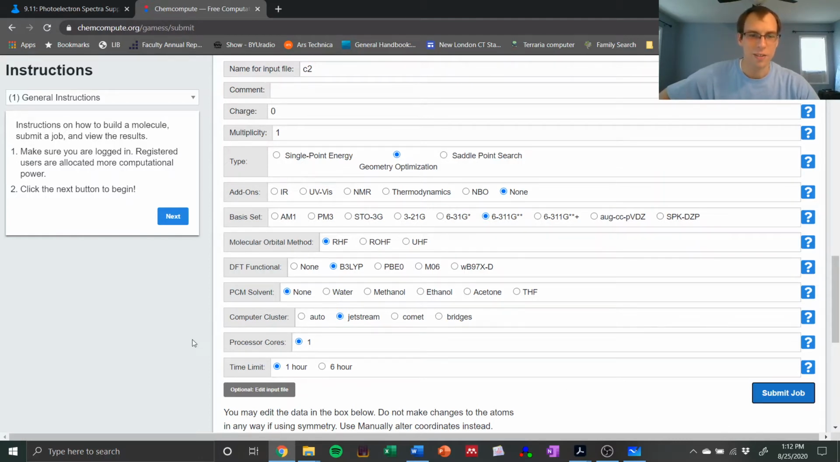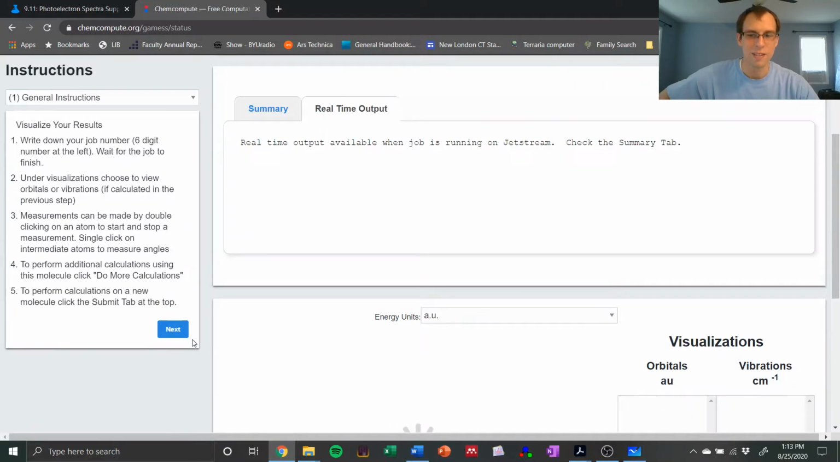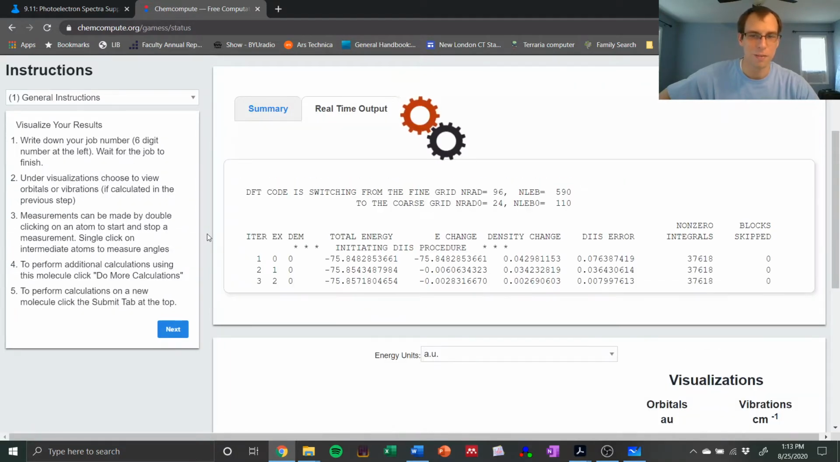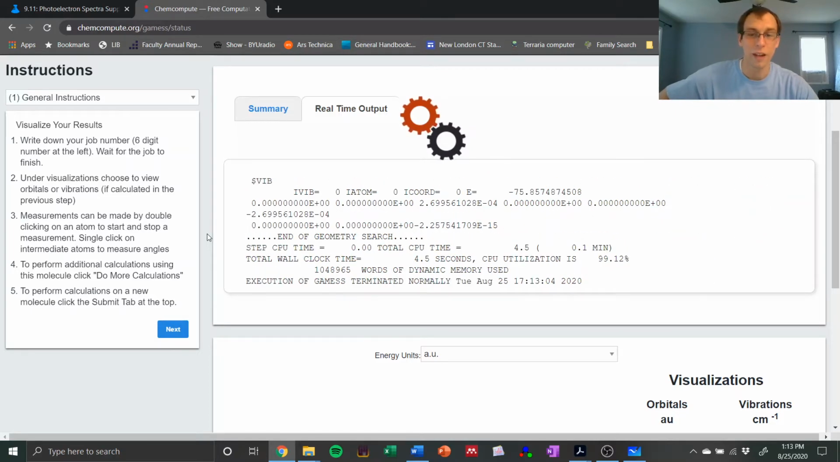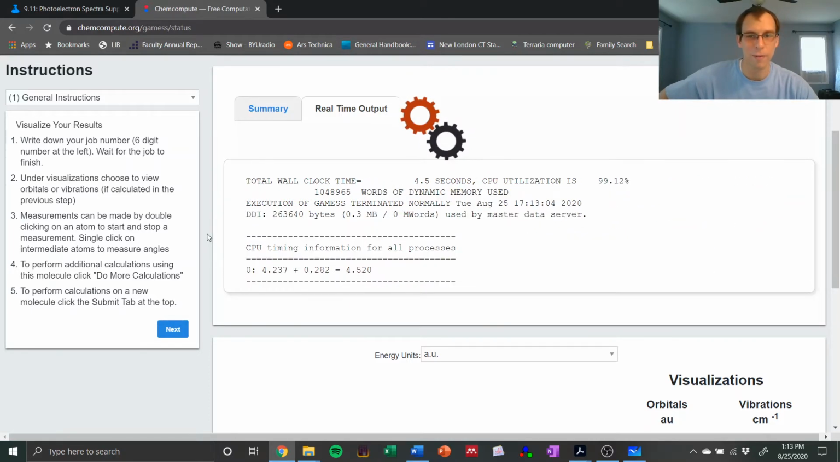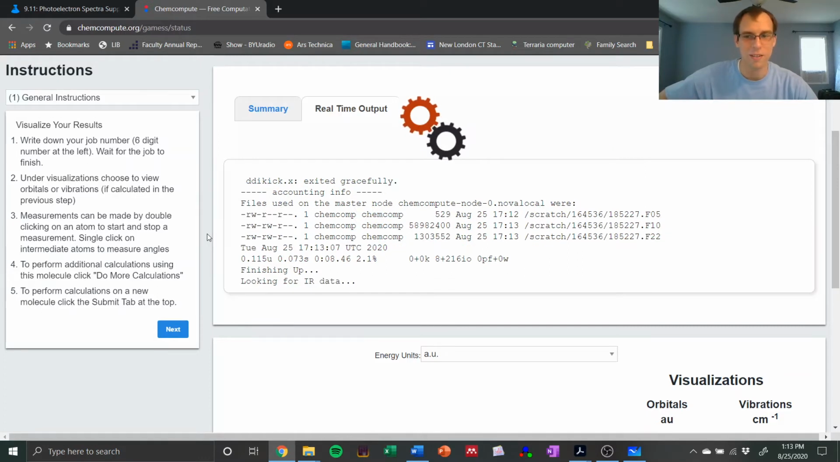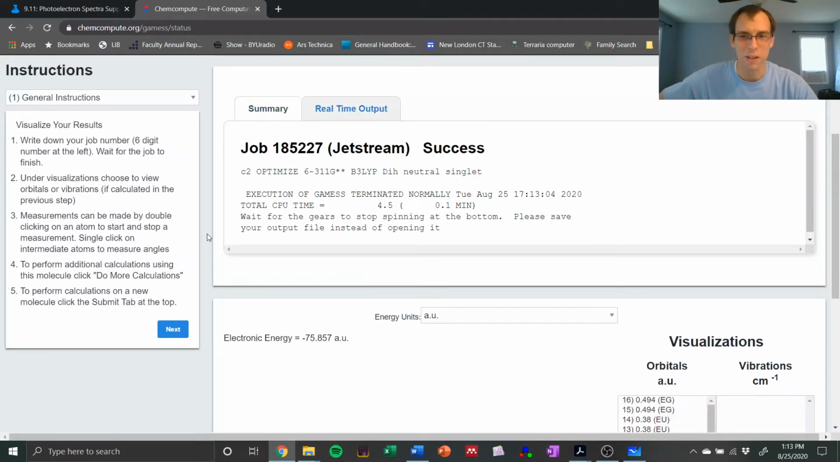There's a server somewhere that is doing this calculation using a piece of software called GAMESS, which is a freely available piece of software that does computational chemistry calculations. The nice part is my laptop doesn't have to do this calculation. Something this small, it could. We can see it took 4.5 seconds of CPU time, which is nice, 0.1 minute.